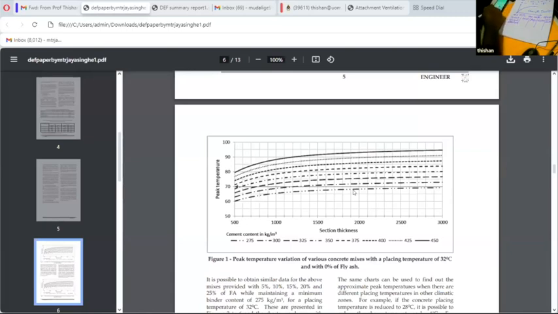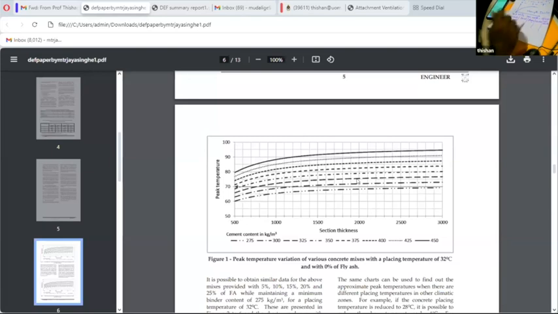150 divided by 450 is 33%, which is too much. So if I have 120 divided by 420, what is the answer? I think I got it, 28%. So that means I cannot use 120. I have to use about 100 fly ash and 300 cement, 400, right? Now I cannot increase the cement content.